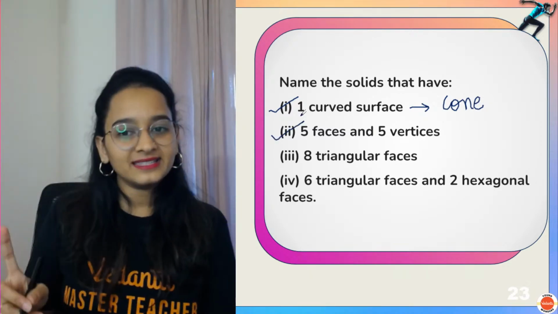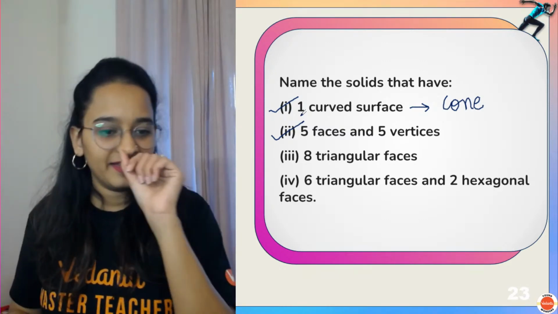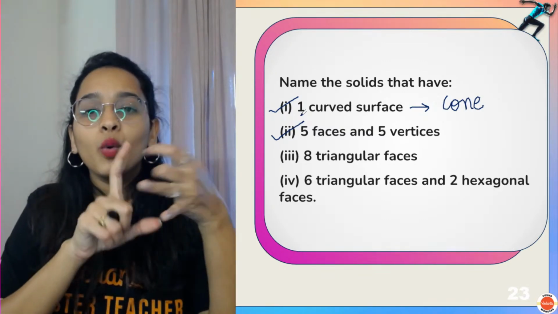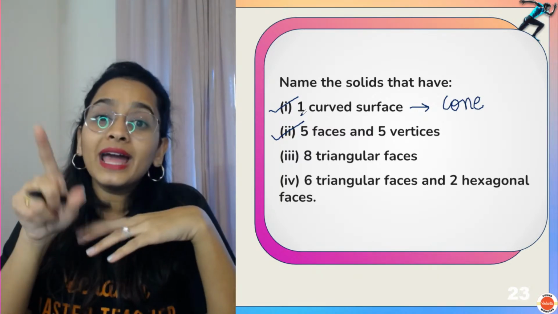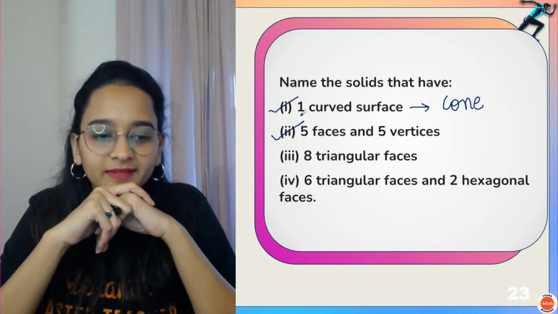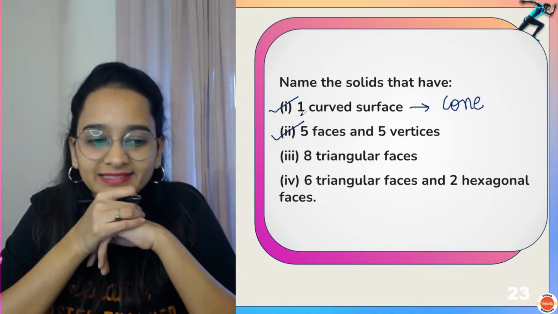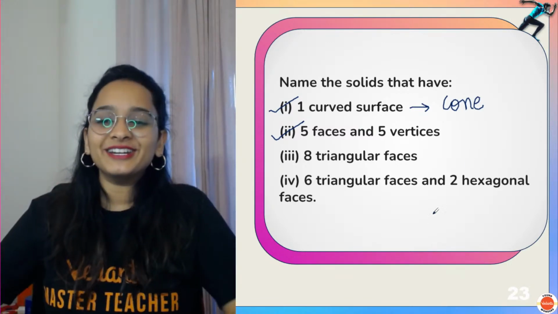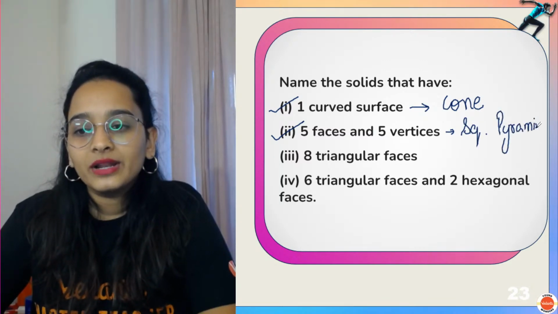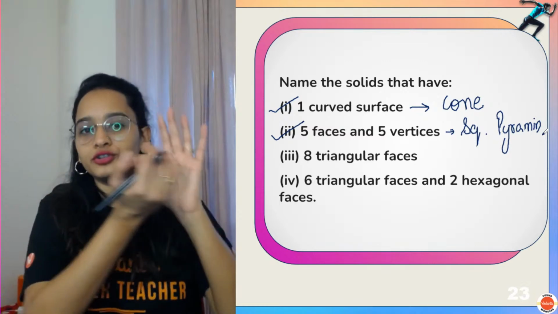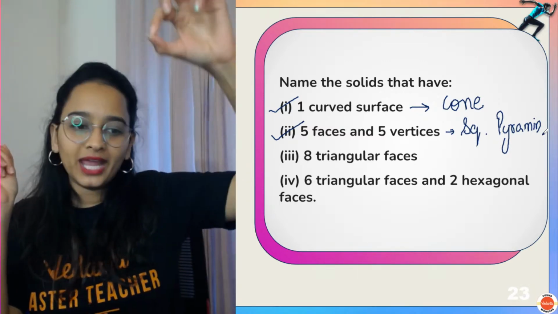Next, 5 faces and 5 vertices. A cuboid has 6 faces and 8 vertices. Pyramid. But which pyramid, Prem Singh? Which pyramid? A square pyramid. Shrihita has got it right. A square pyramid will have 5 faces, a base and 4 triangles, 5 faces and 5 vertices. 4 in the base and 1 at the top.